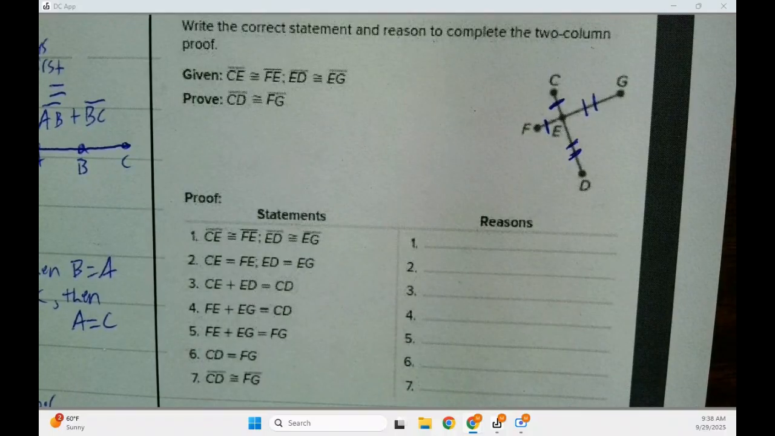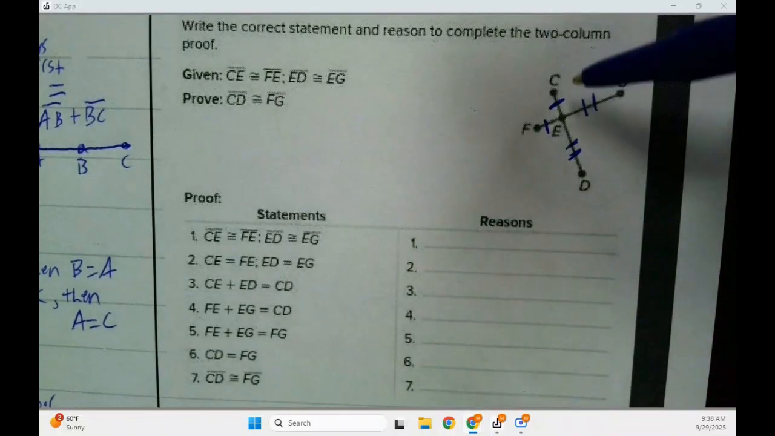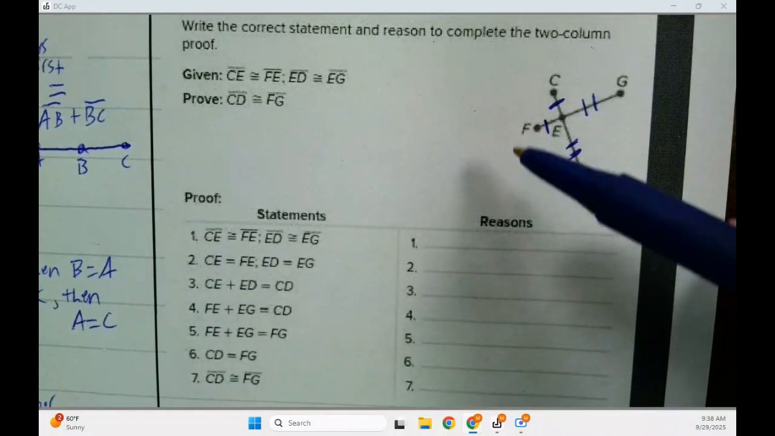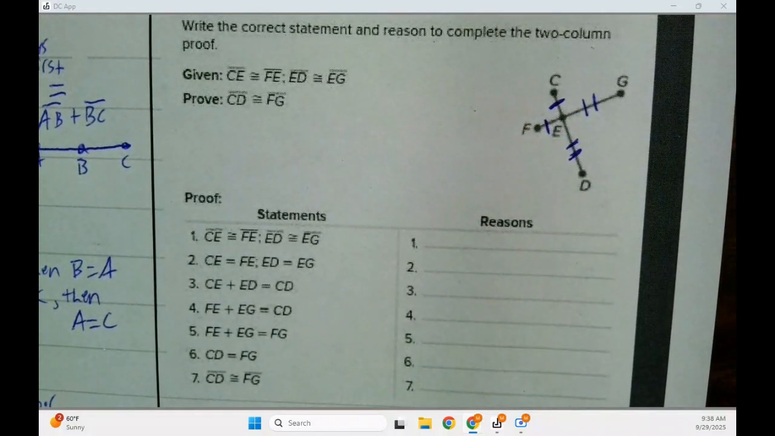E to D and E to G match. We need to use that information to prove definitively that all the way from C to D is the same length as all the way from F to G.